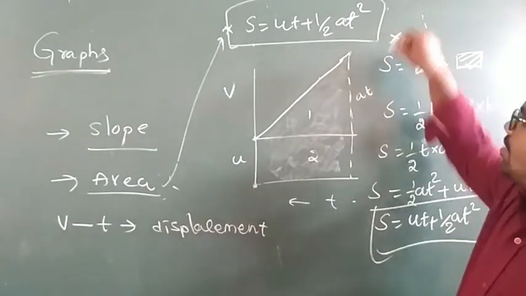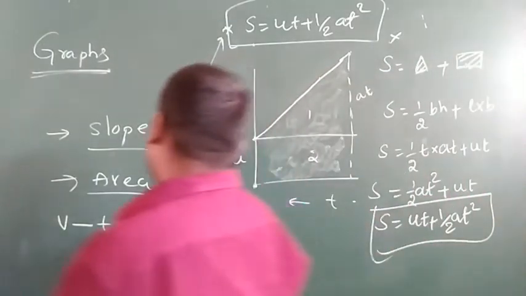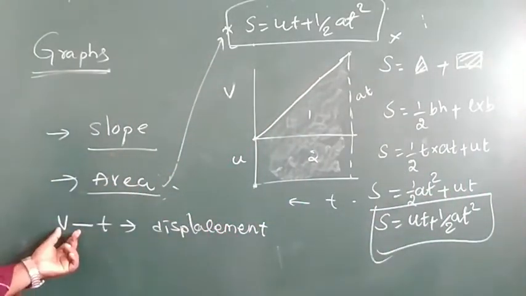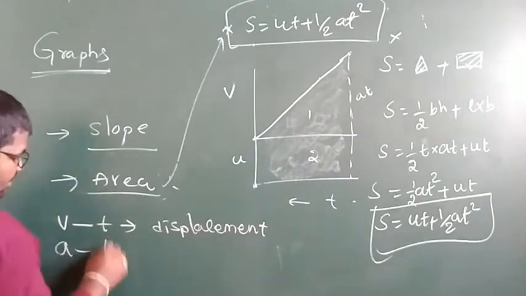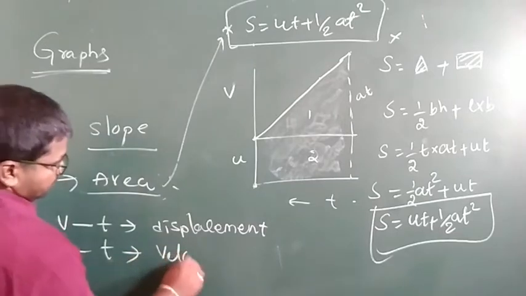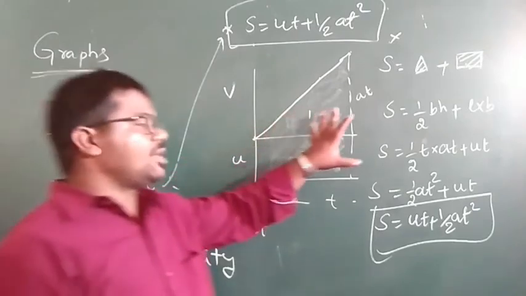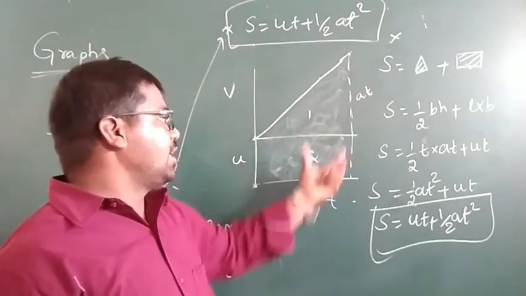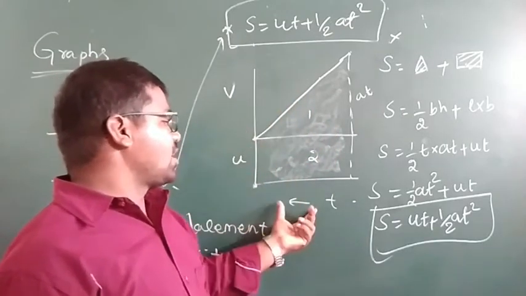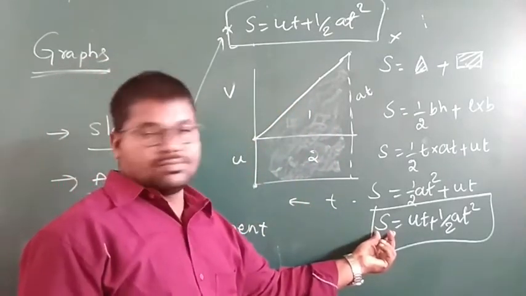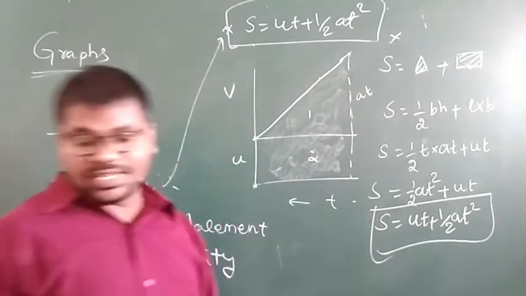This is also a very very important derivation. See here, the area of the velocity-time graph gives displacement. The area of the acceleration-time graph gives velocity. By using the area of triangle and area of rectangle from this velocity-time graph, we can get the displacement. This is a very very important derivation.